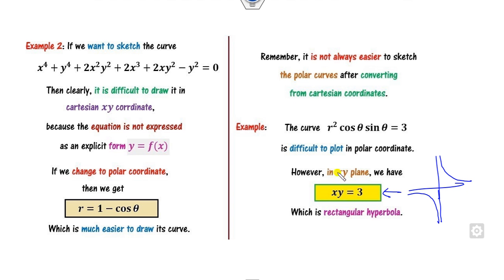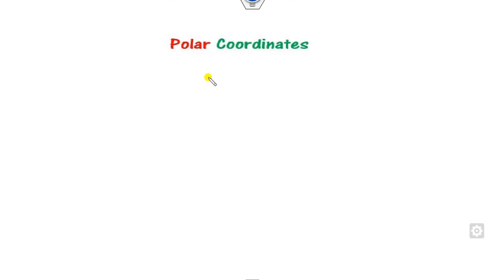So the purpose of this is, you can use polar coordinates when you feel that it will be easier than Cartesian coordinates. Now the question arises: what are polar coordinates?